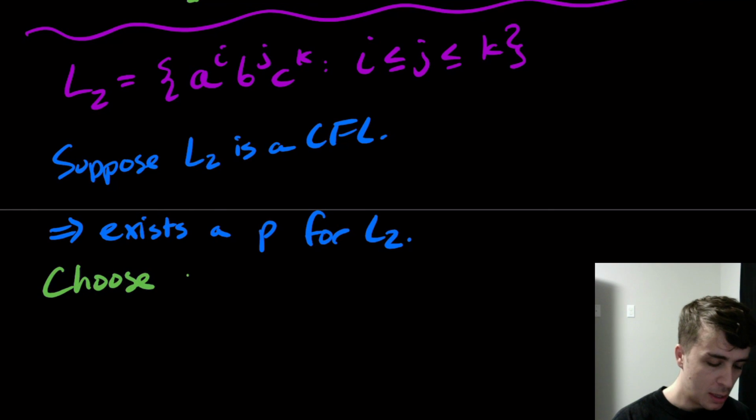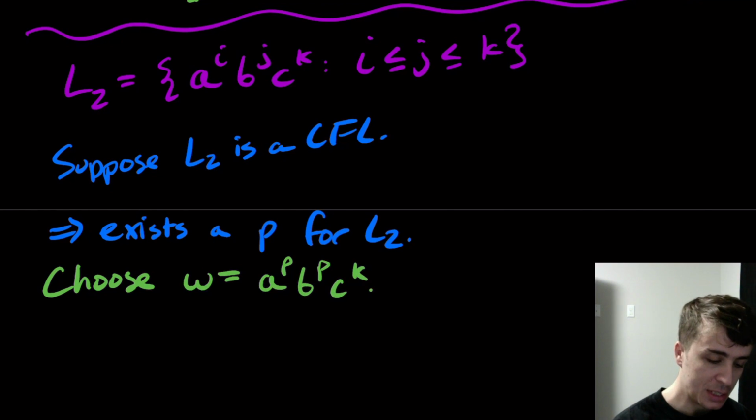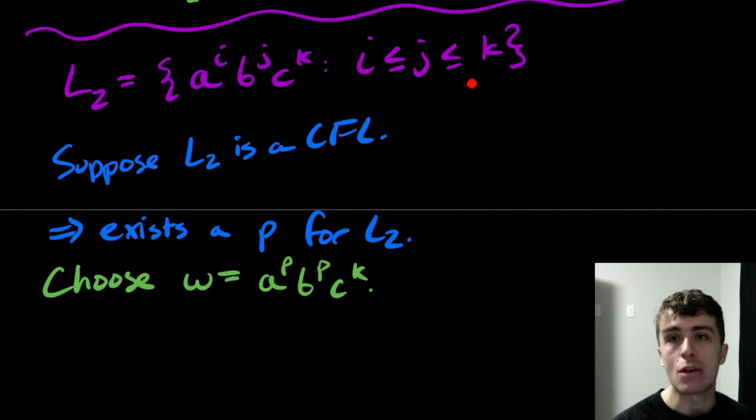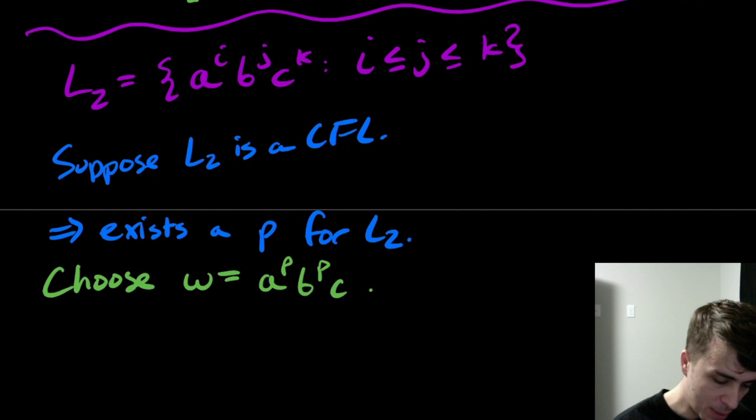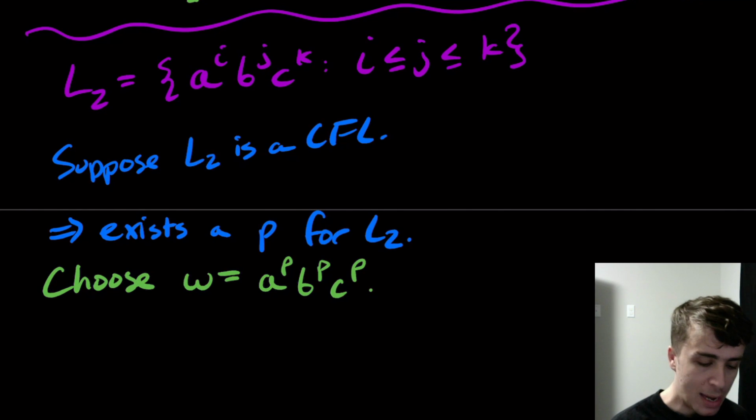So I'm actually going to choose w to be exactly the same exponent in all cases. And that's okay because we have a less than or equal to for the i and j and k here. Ooh, I put k here. That's not what I wanted. I wanted P.